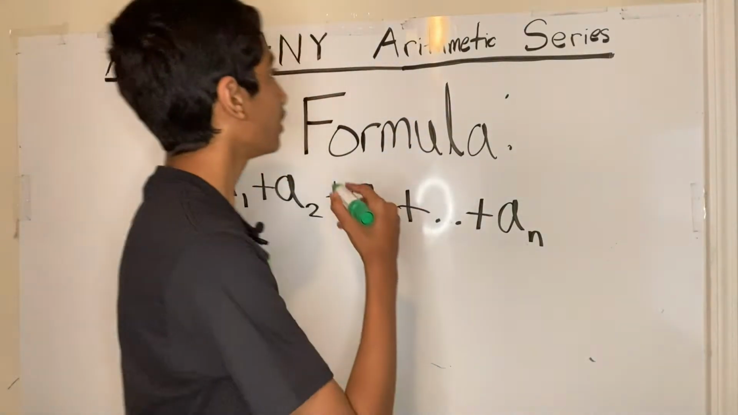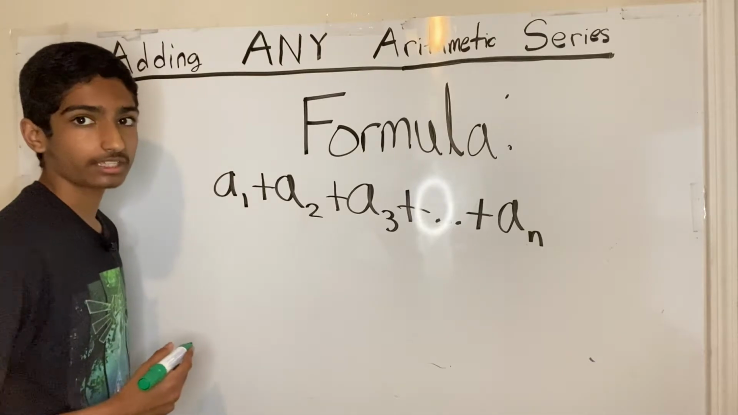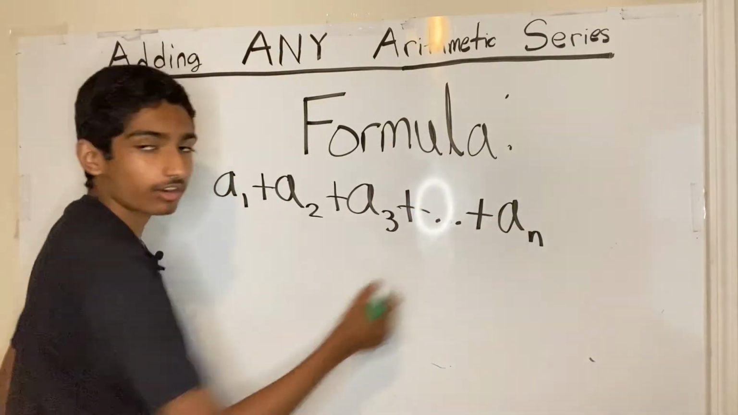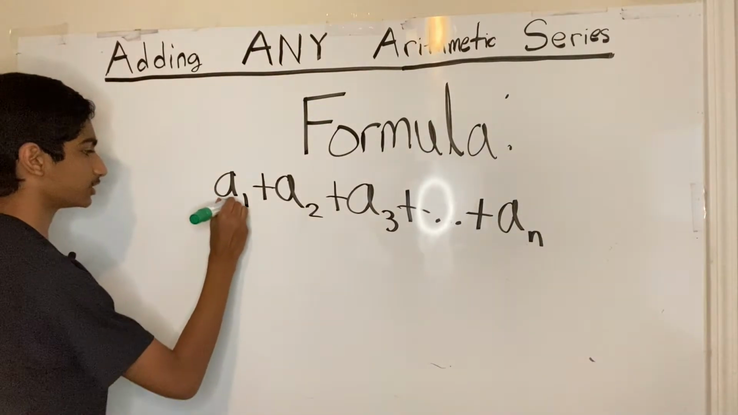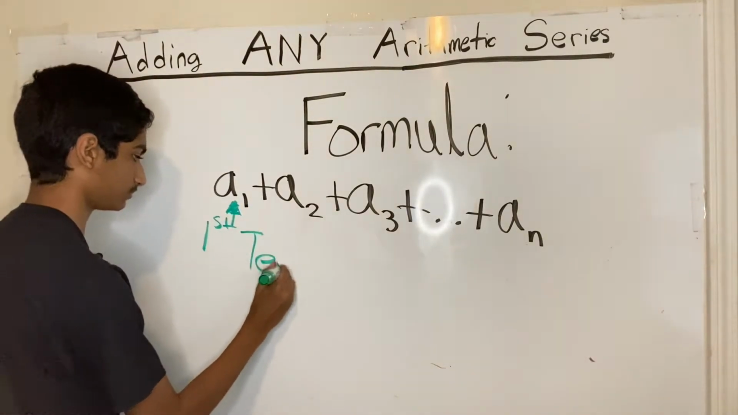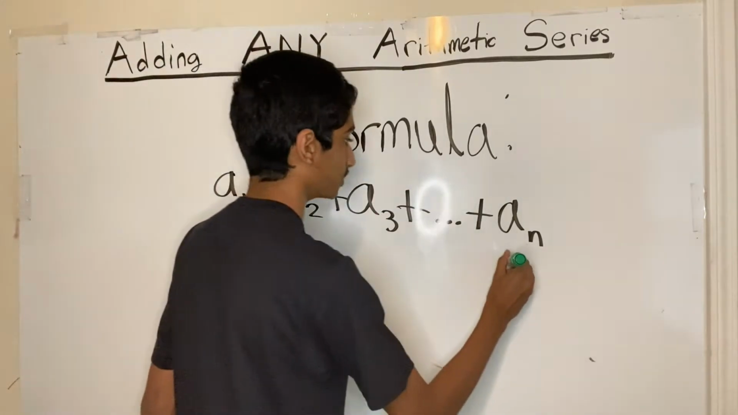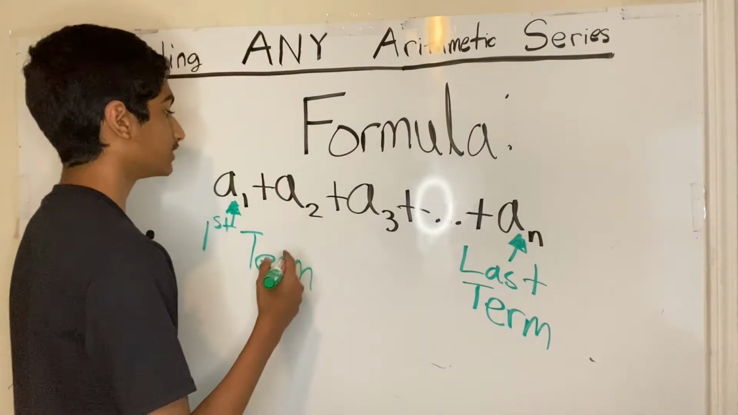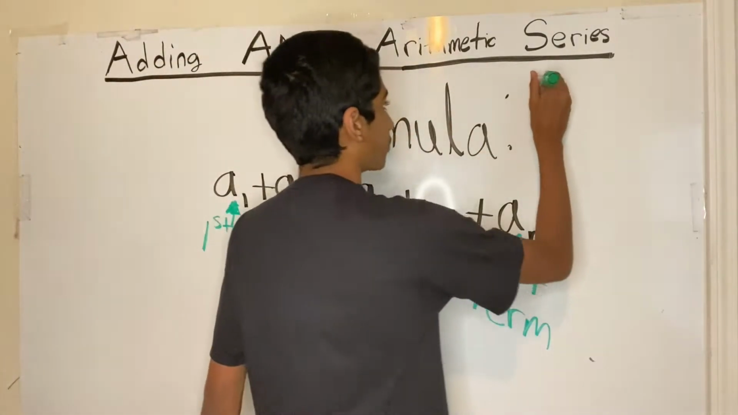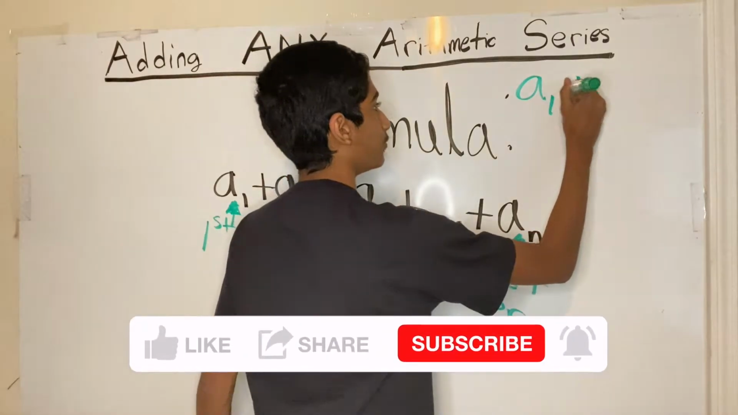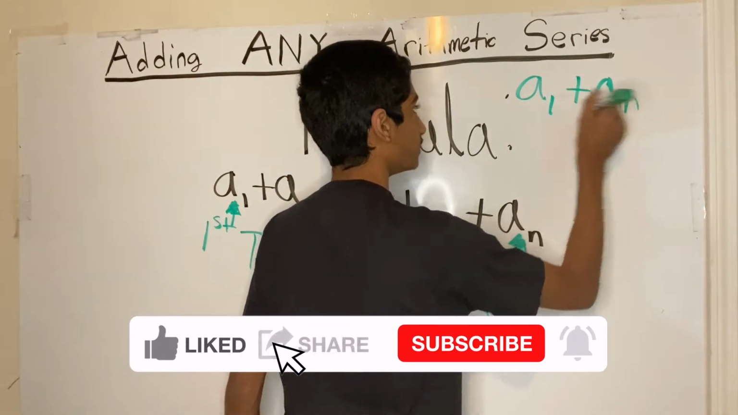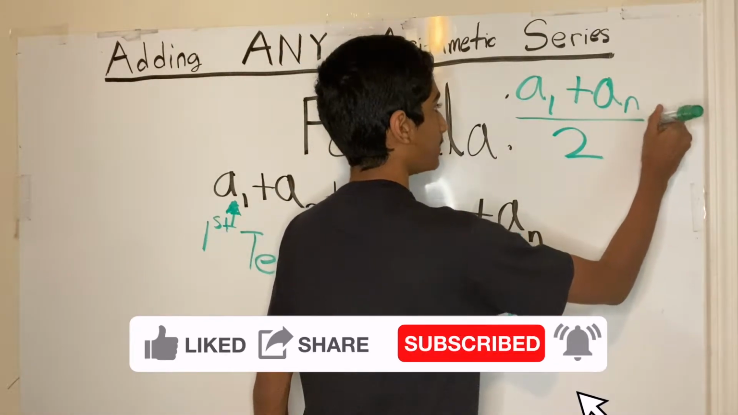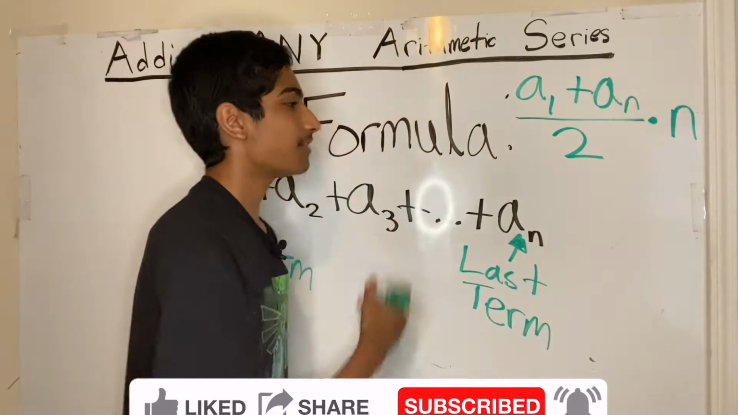Okay, welcome back. Let's get into the formula of adding any arithmetic series. Some things you want to know before: this is just a general arithmetic series where a sub 1 is the first term and a sub n is the last term. The formula for the arithmetic series is you add the first term, a sub 1, with the last term, a sub n, all over 2, times n. Let's deep dive into this formula.